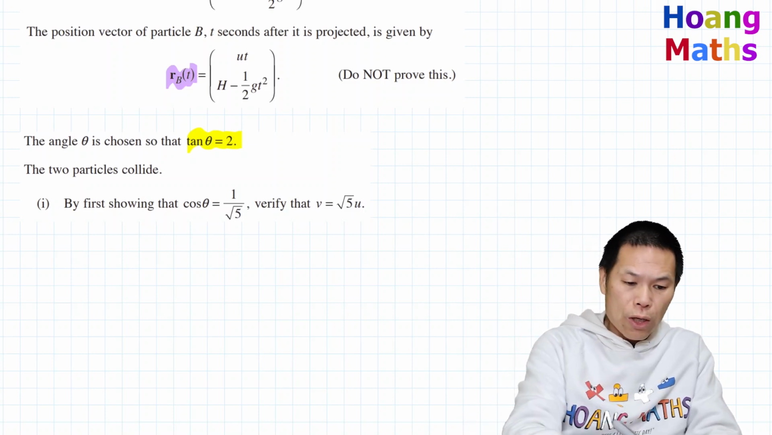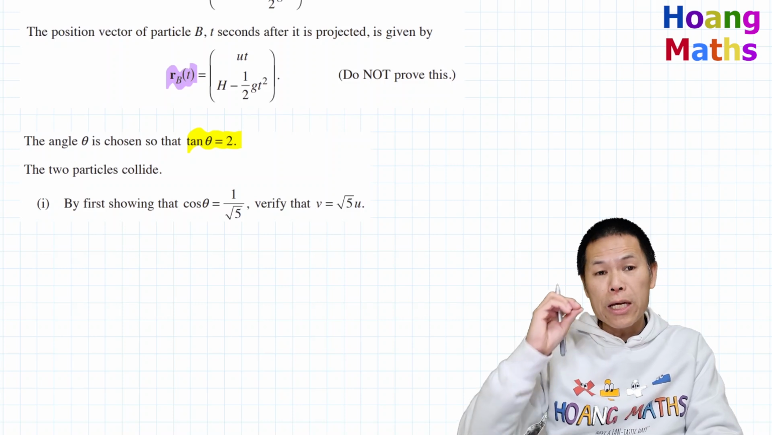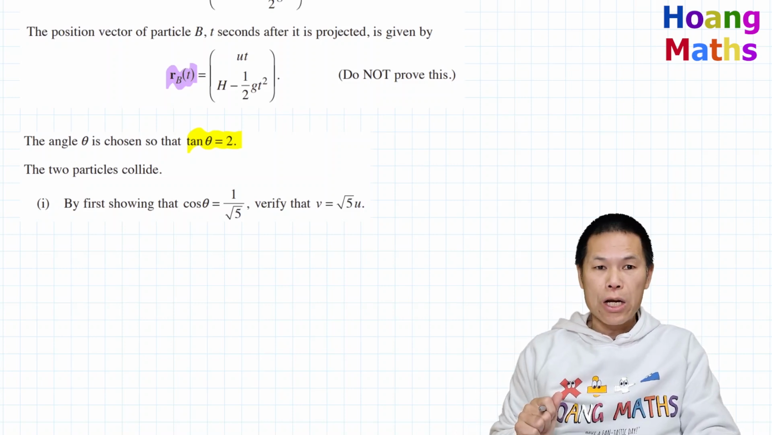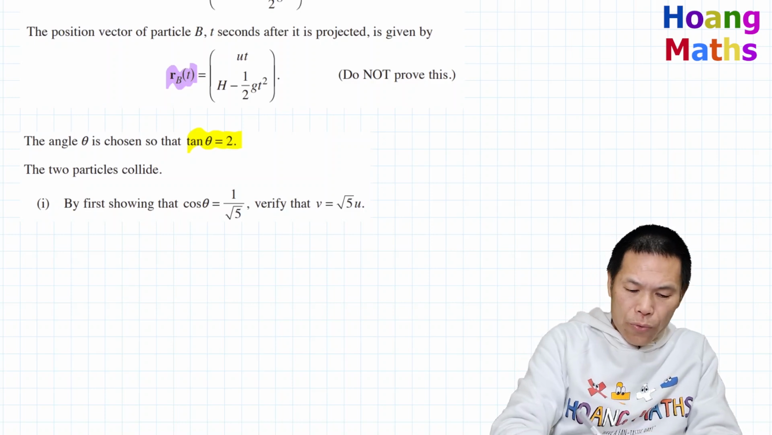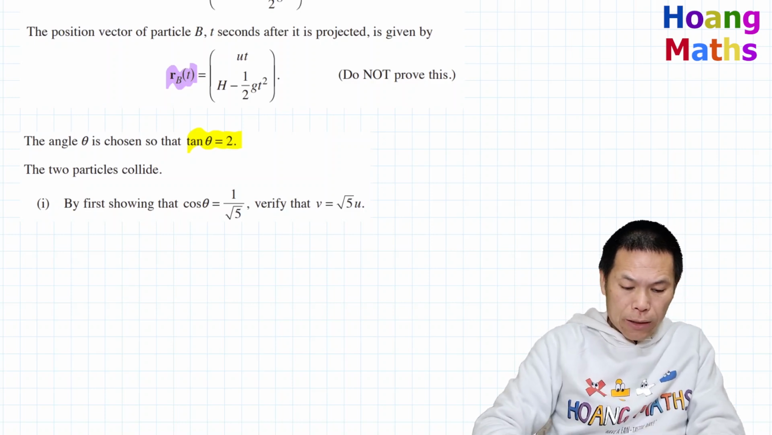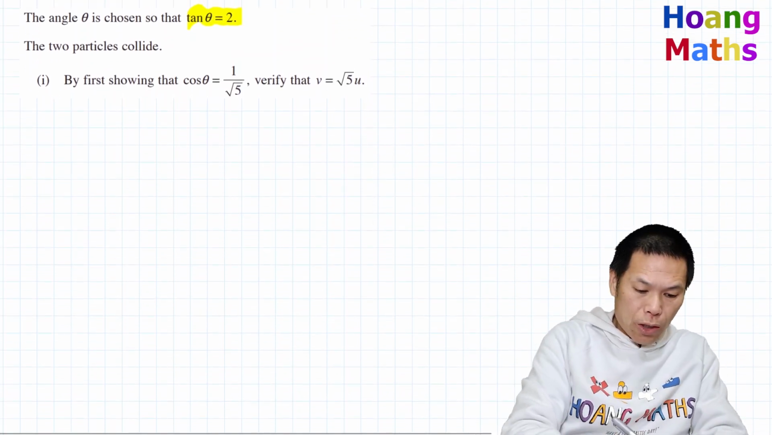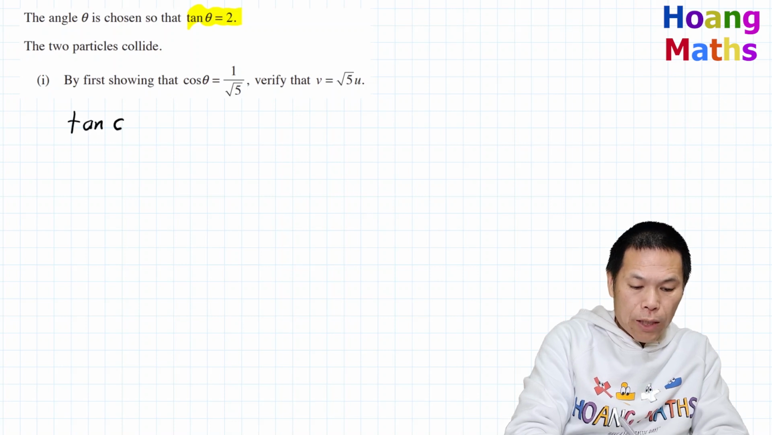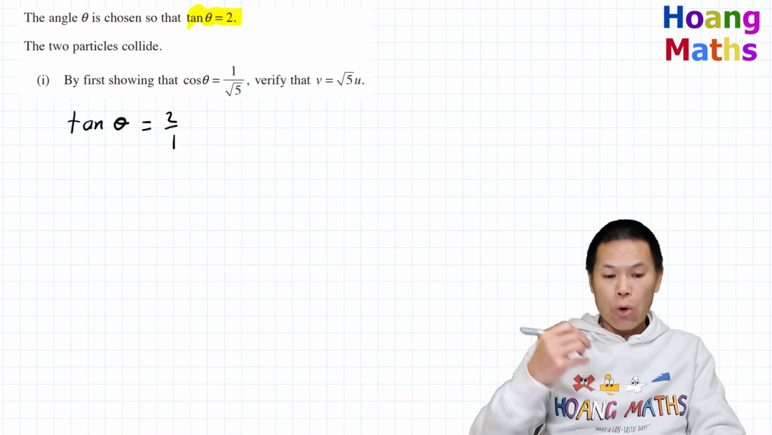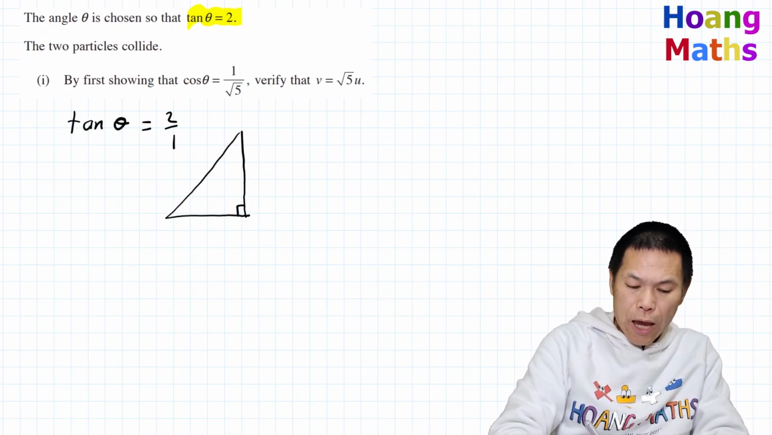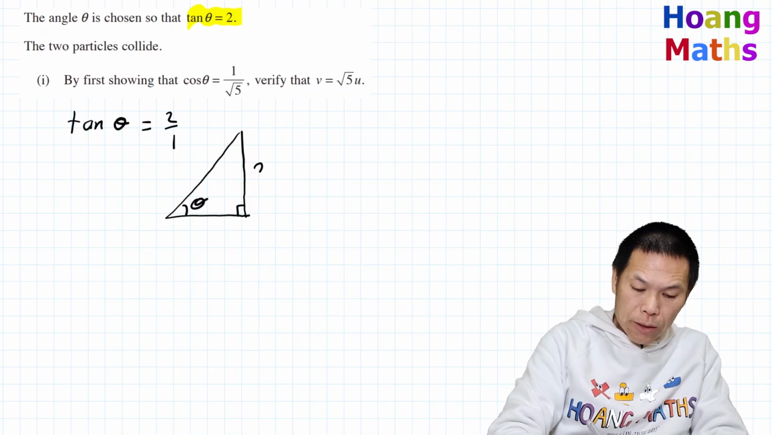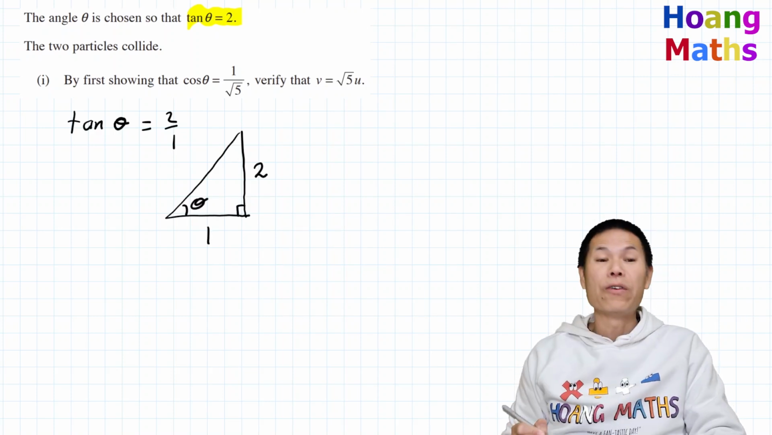First of all, don't forget angle theta is between 0 and 90 degrees, an acute angle if you like. We know that tan theta is 2, that means 2 over 1. So we have a right angle triangle here, and tan of theta is opposite over adjacent, 2 over 1.